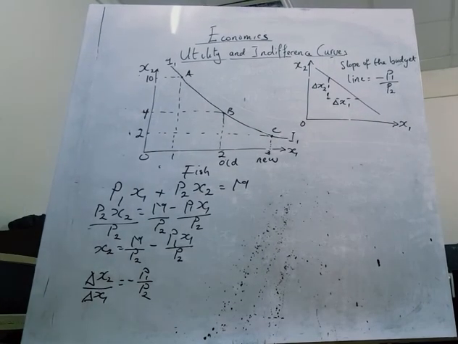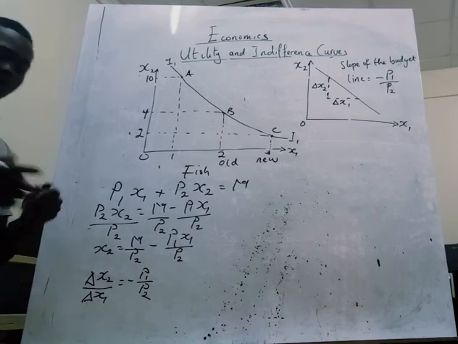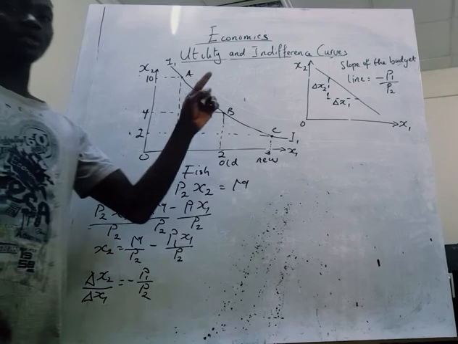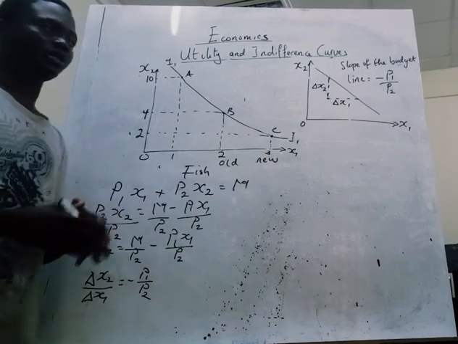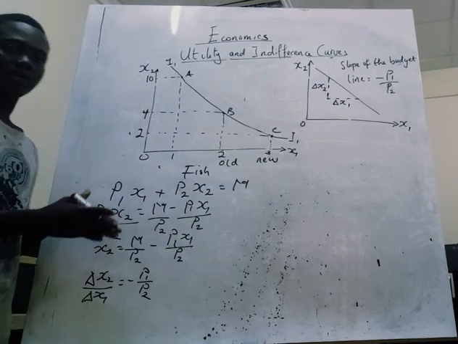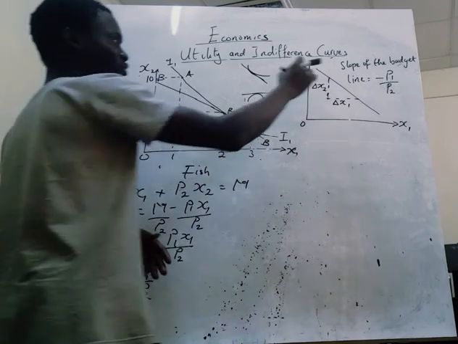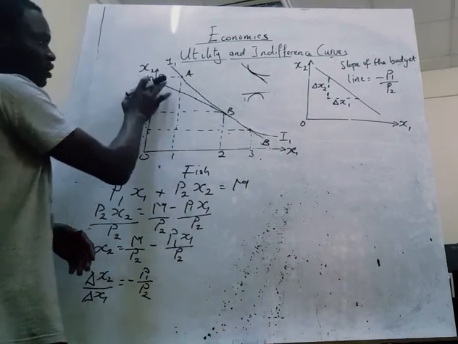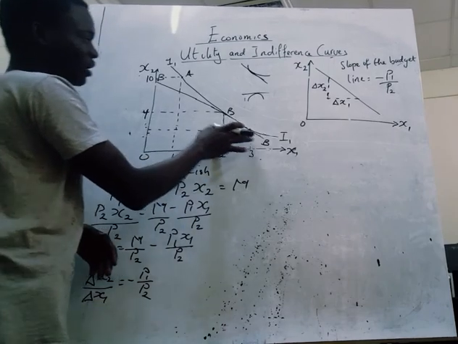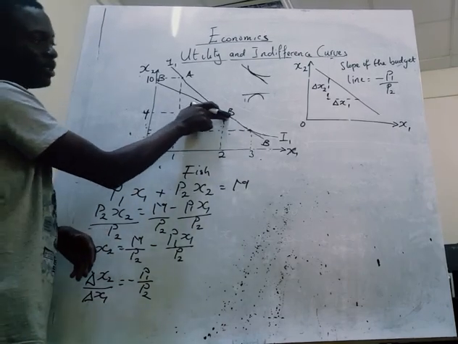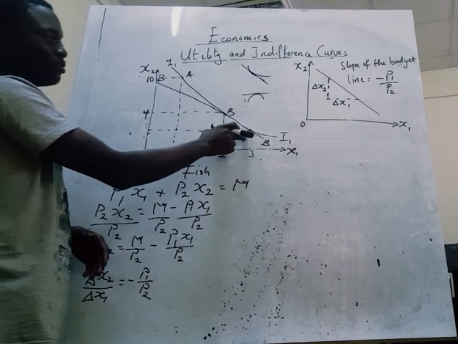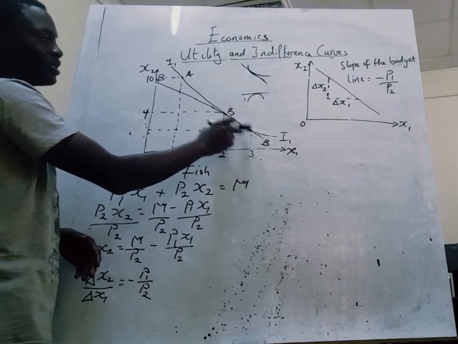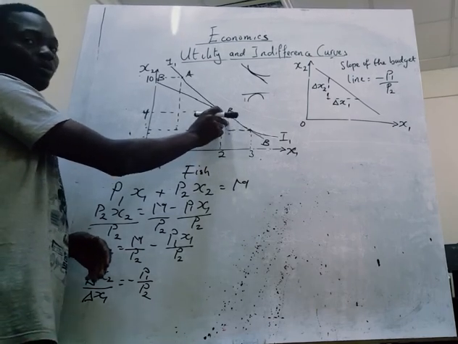Okay, that's about that. So now, when do we say that a consumer is maximizing utility? A consumer is maximizing utility when his budget line is just tangential to his indifference curve. So what we have to do is to superimpose this budget line on this curve, which I've already drawn here. We see the line is tangential at this point, at point B. So we just need to calculate the slope of the budget line here.